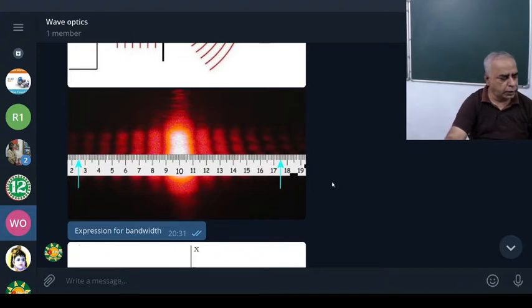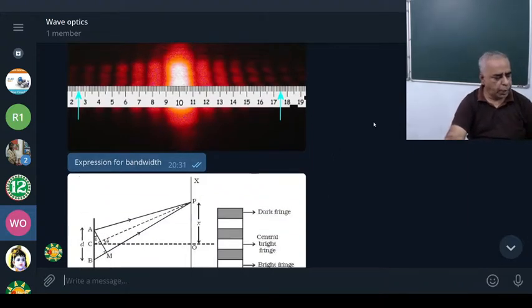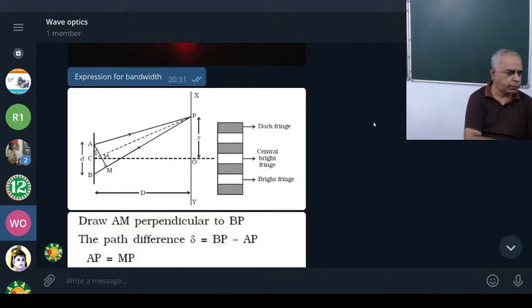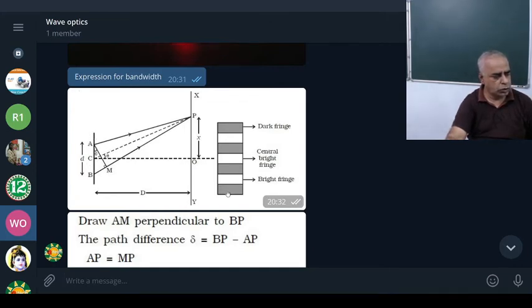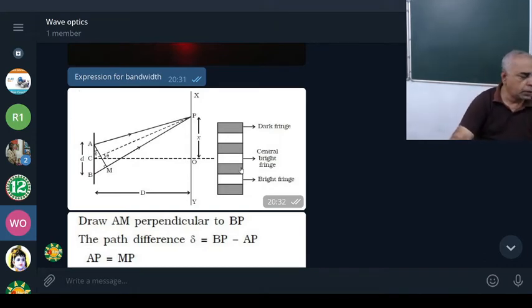Now we are calculating the expression for the bandwidth. Let us consider this diagram. Here capital D is the distance between the screen and the coherent sources. Let me consider the center point O, and at point P on the screen interference occurs for a particular band. Let me consider this band. The central fringe is bright, enveloped by dark fringes, and again enveloped by bright fringes. Likewise, the fringes spread alternately.